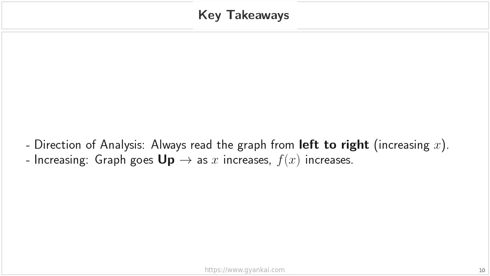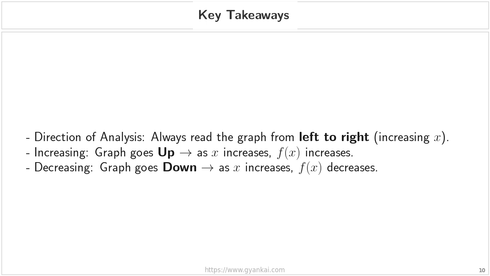Next, let's recap the visual cues. A function is increasing when the graph moves upward. In other words, as the x value increases, the function's value, or f of x, also increases. Conversely, a function is decreasing when the graph moves downward. This means that as the x value increases, the function's value, or f of x, decreases.